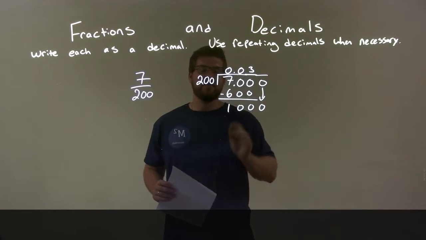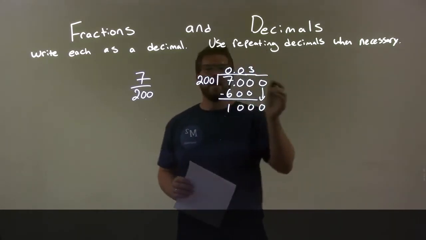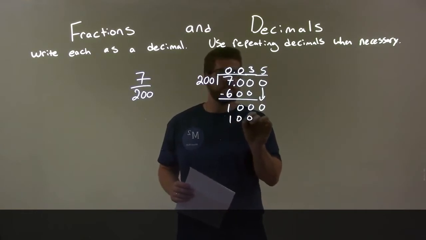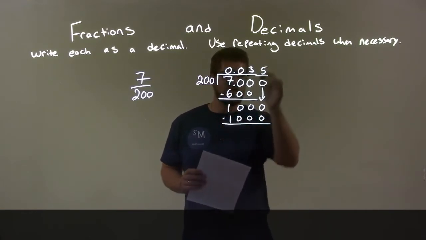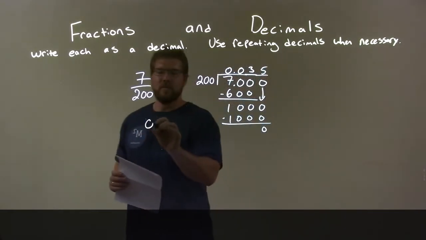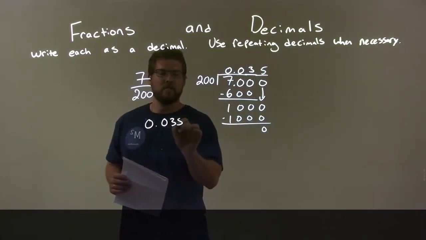What times 200 gives me 1,000? Well, that is 5, right? 5 times 200 is 1,000. We subtract that. Going down, we get a 0. And that's our final answer, 0.035.